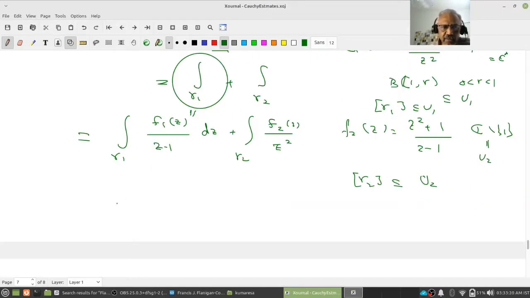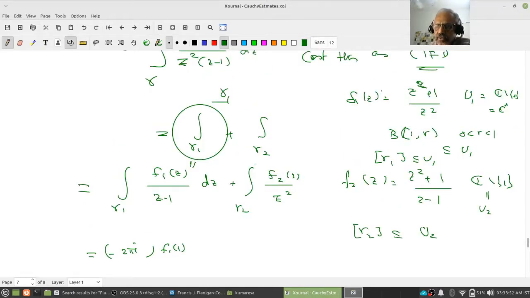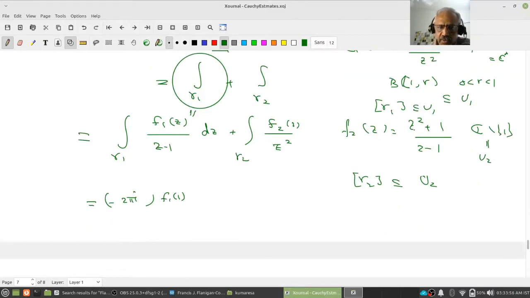Therefore by Cauchy integral formula, remember this goes in the wrong direction, therefore I have to put a minus 2 pi i. This is clockwise direction, you see that. Minus 2 pi i into f1 at 1. f1 at 1 is what? 1 plus 1 is 2, by 1, therefore 2. So I get a minus 4 pi i.